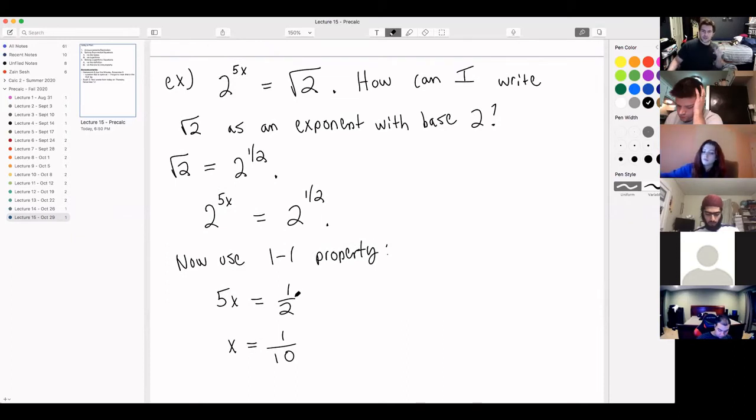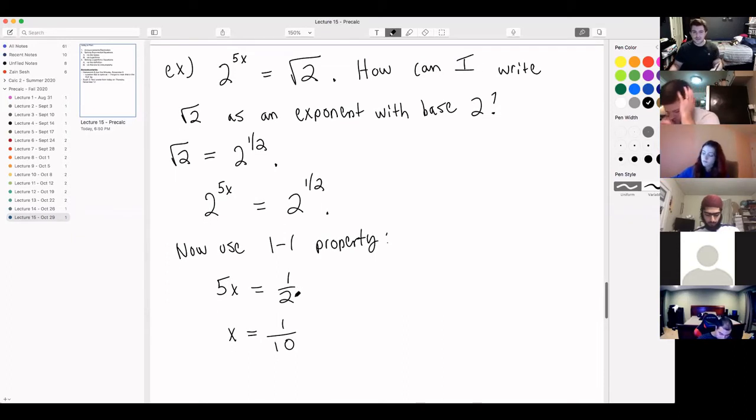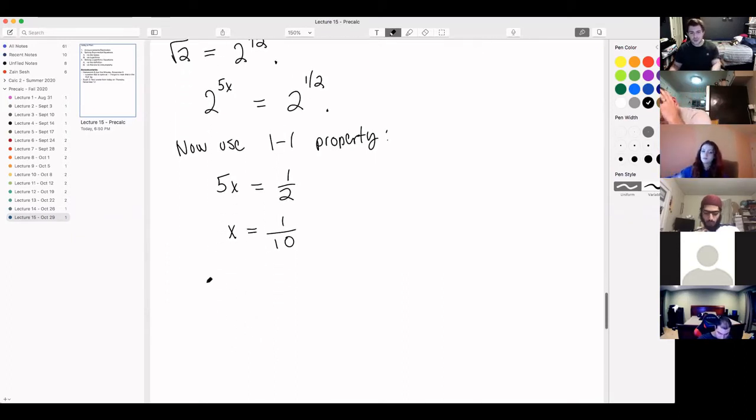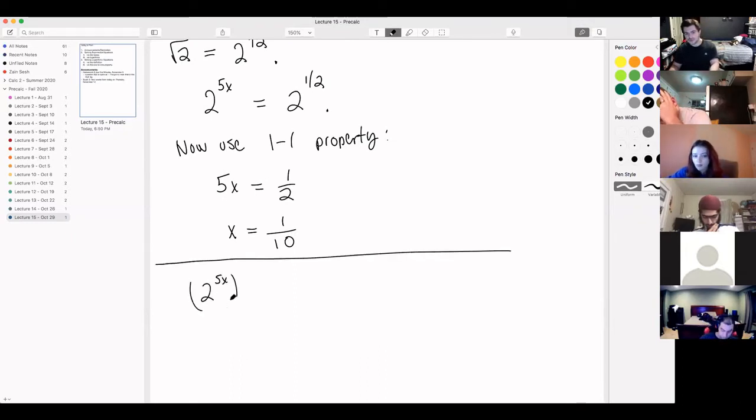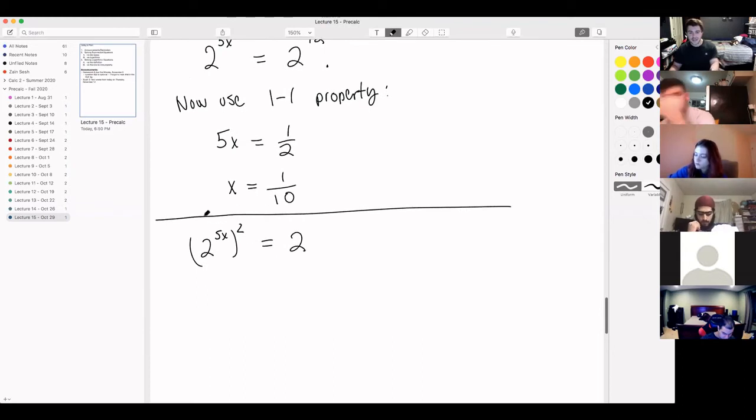So I do want to try Jenny's way of squaring both sides. So let's see what happens there. I will get 2 to the 5x, squared, is equal to radical 2 squared, which is 2. So I squared both sides. Now use properties of exponents on the left. I will get 2 to the 10x is equal to 2 to the first, so you get 10x is equal to 1, and x is 1/10.